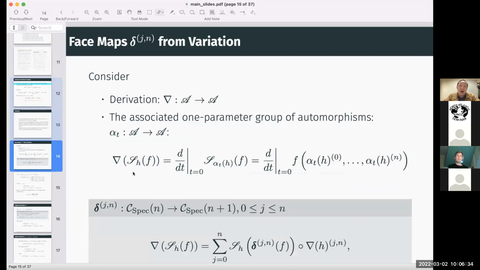Okay, so now let me get into this variational computation in here.